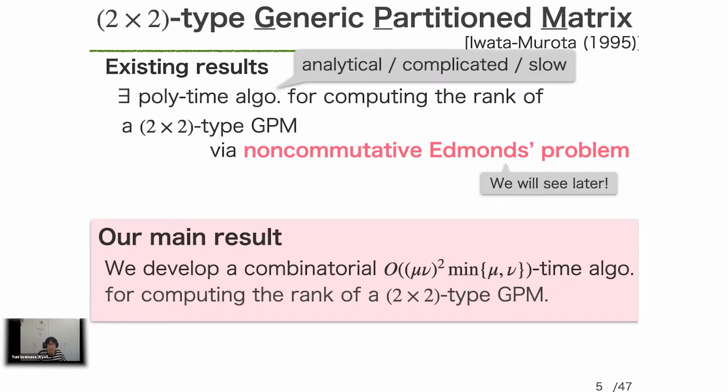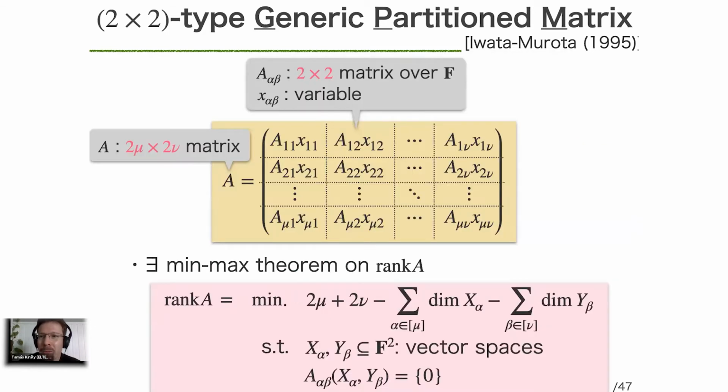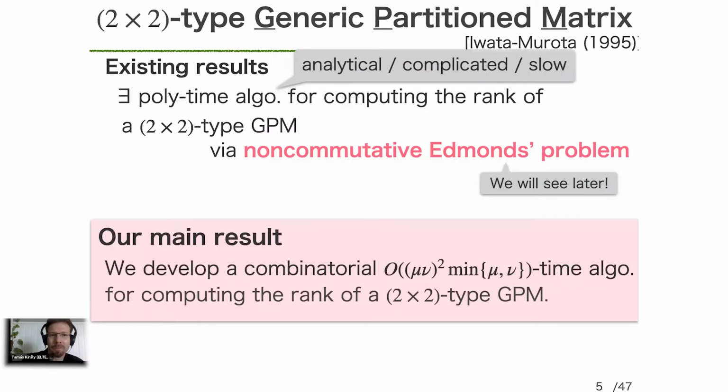Actually, there already exist polynomial-time algorithms for our problem by solving the non-commutative Edmonds problem, which we will see later. Just a question from the chat by Daniel: we mean the maximum rank here, right? Yes. The rank is the maximum size of the submatrices having a nonzero determinant. So this is the maximum. Okay, thank you.